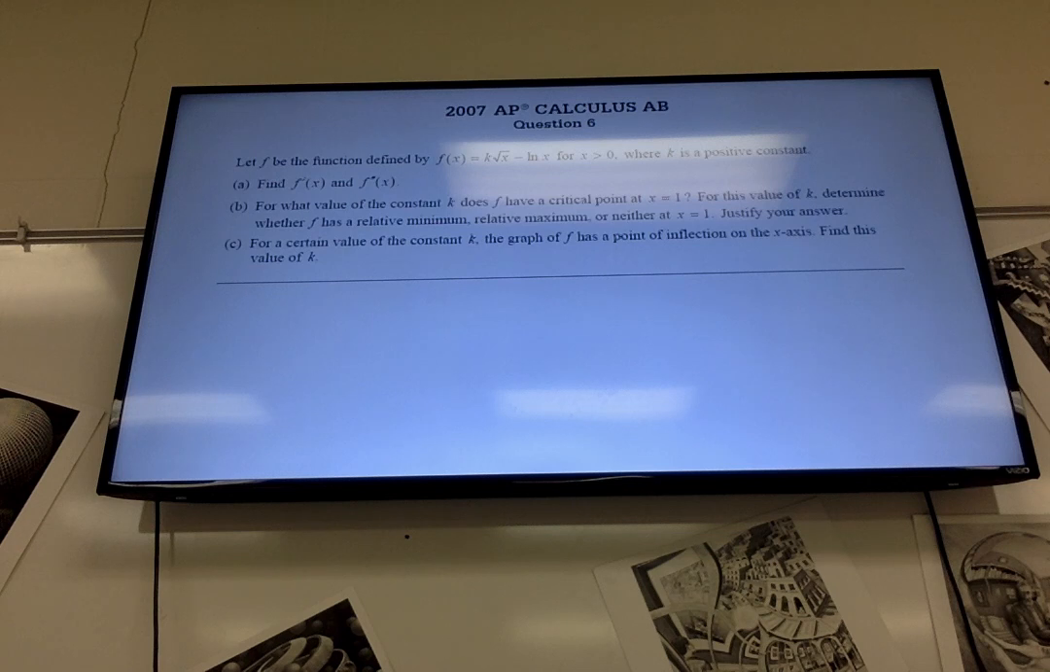Let f be the function defined by blah for x greater than 0, where k is a positive constant. All right. A is find f prime of x and f double prime of x. This I feel confident that we can do.